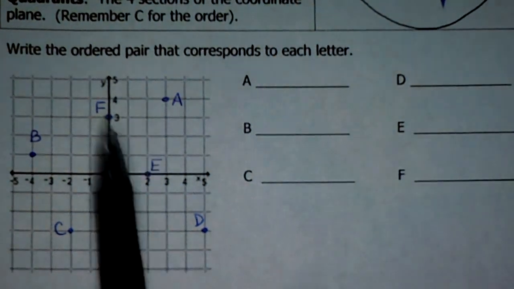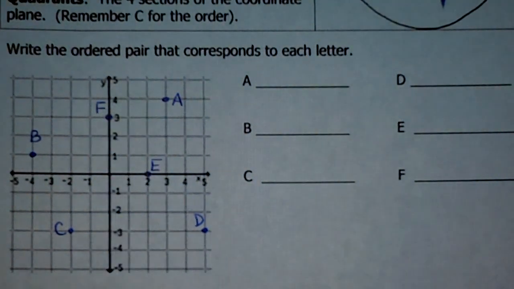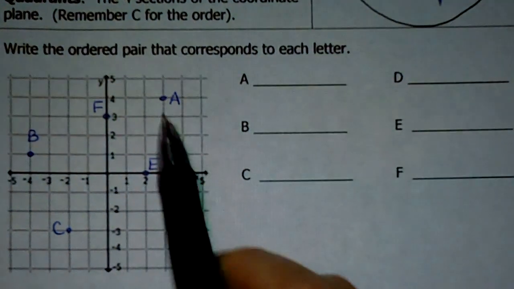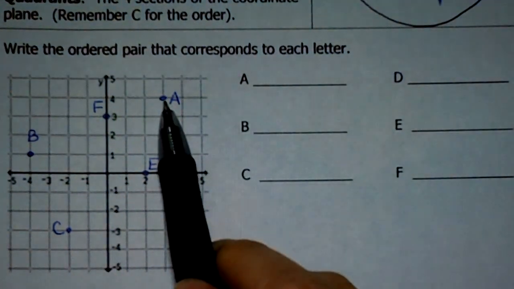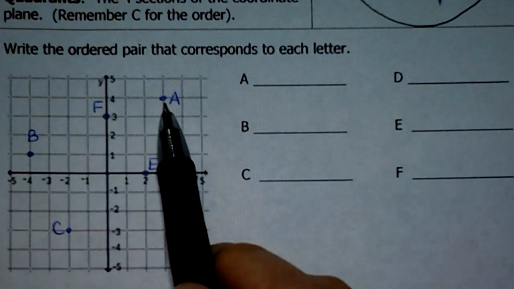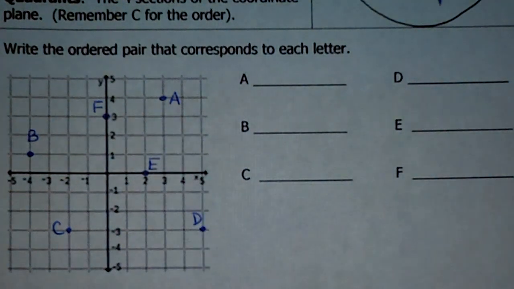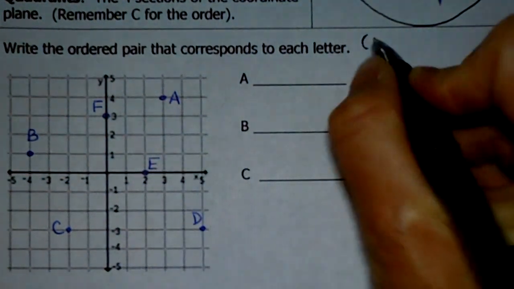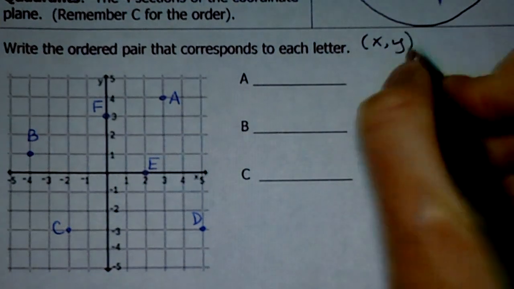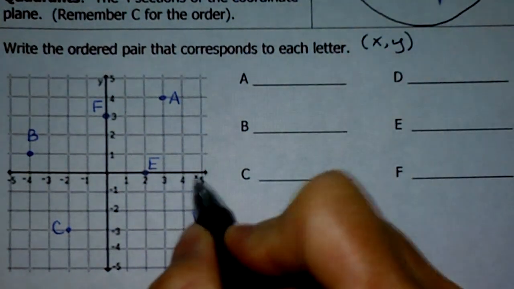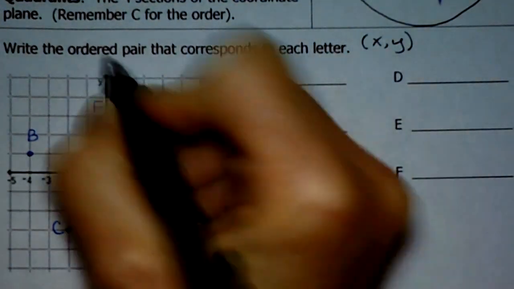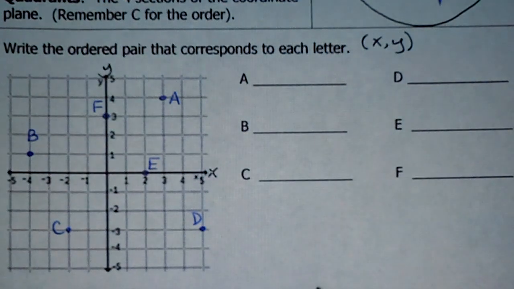That's this first section. It says, write the ordered pair that corresponds to each letter. Corresponds just means the ones that match. So here's A. That means I want you to tell me, how do I get to A from the origin? You're going to give me an ordered pair. Remember that ordered pairs are written x comma y. And on here, just a reminder, it says it right there, but we'll make it larger. This is x. This is y.